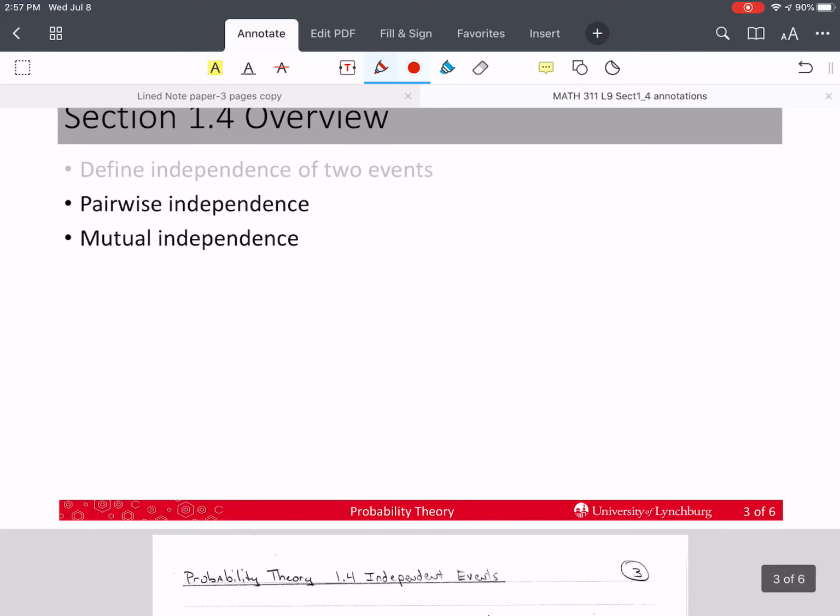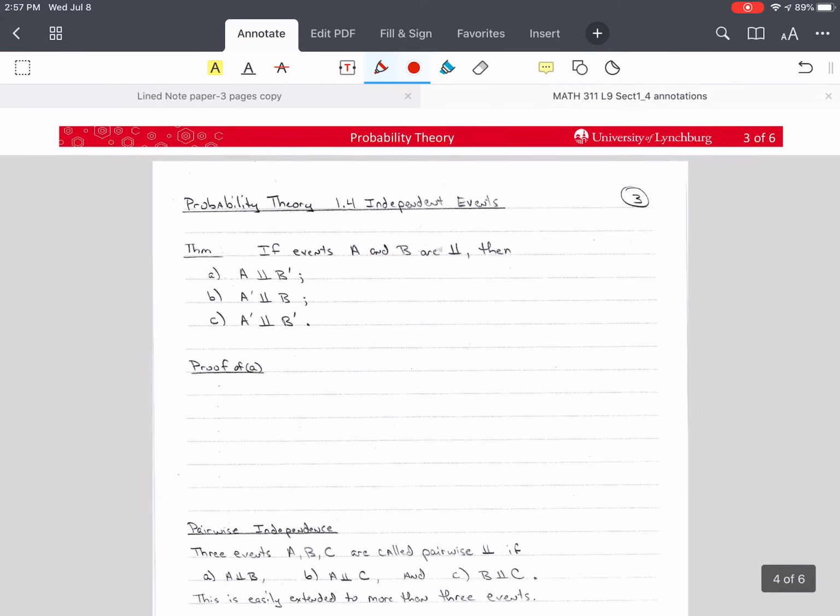So in this section, we've already defined the independence of two events. In this video, we're going to give you a definition for pairwise independence and mutual independence. So let's get started.